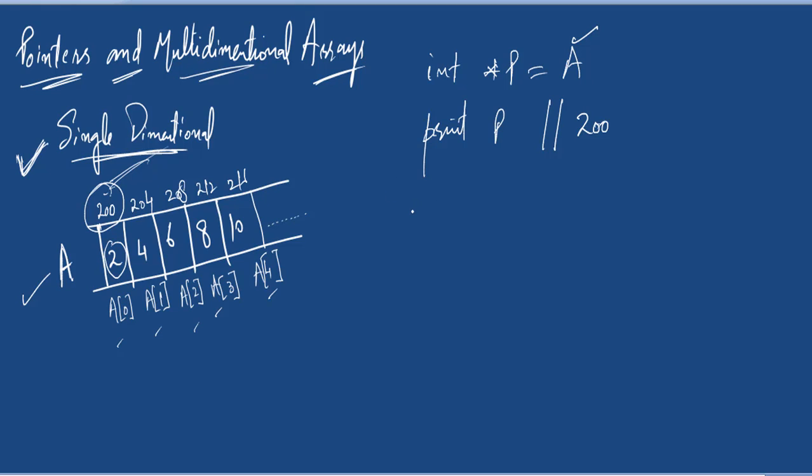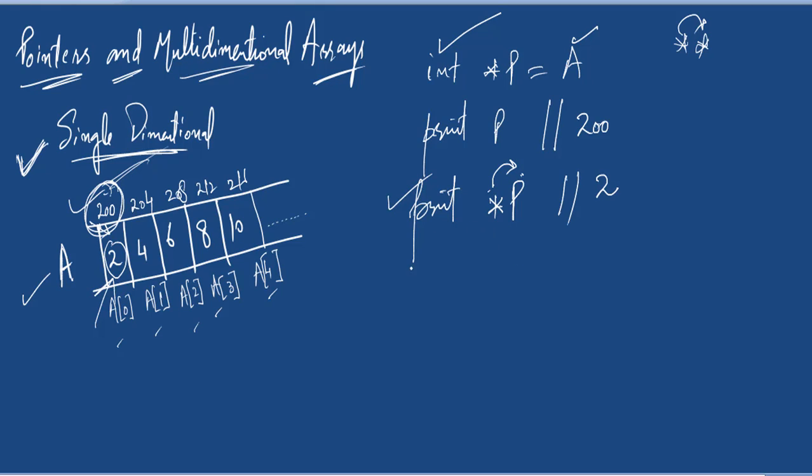Now if I write print asterisk p, what is it going to return? It is going to dereference this 200, and when it dereferences 200, its value is 2. Basically it is a pointer to integer. If there is a double pointer, that means pointer to pointer, but this is a pointer to an address of integer type. So whatever is located at 200, it will dereference and print, so it will print 2.